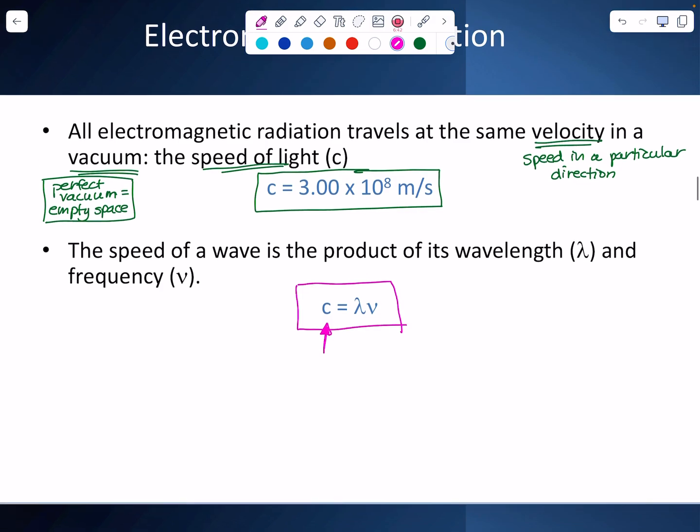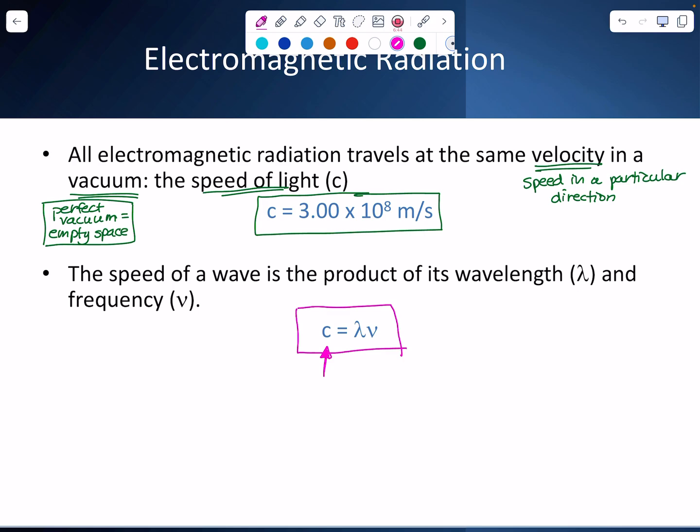All right, so we can figure out what the frequency and the wavelength of our light are, because we know the speed of light. This is a constant. It never changes.